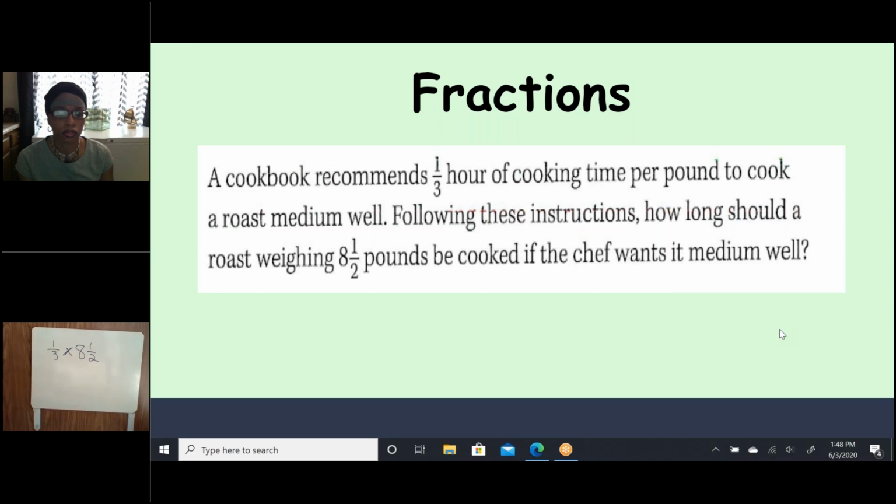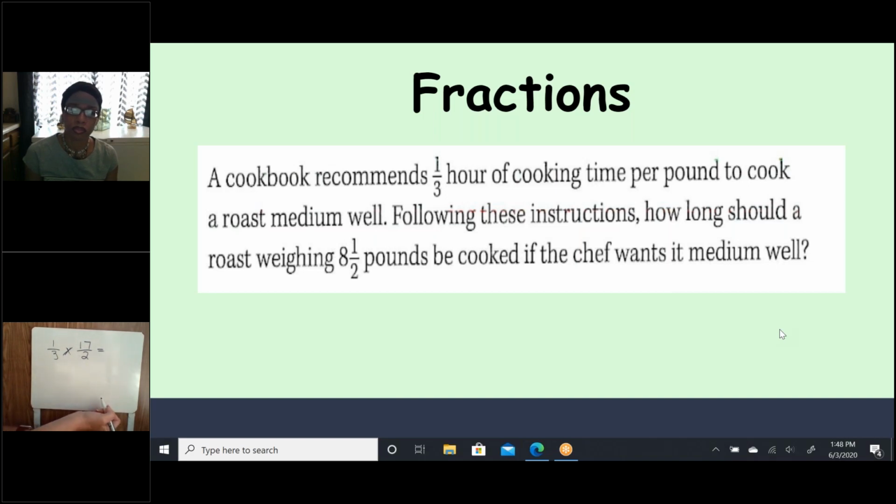Okay, but before we can work this problem, we have to convert 8.5 to an improper fraction. Right now it's a mixed number, and when it's a mixed number, we can't multiply it. So this is what we were talking about on that earlier problem. Can you turn 8.5 into an improper fraction? Yep, you multiply 2 times 8 is 16, plus 1 is 17, and 17 over 2. That's it. So 8.5 is the same thing as 17 over 2.